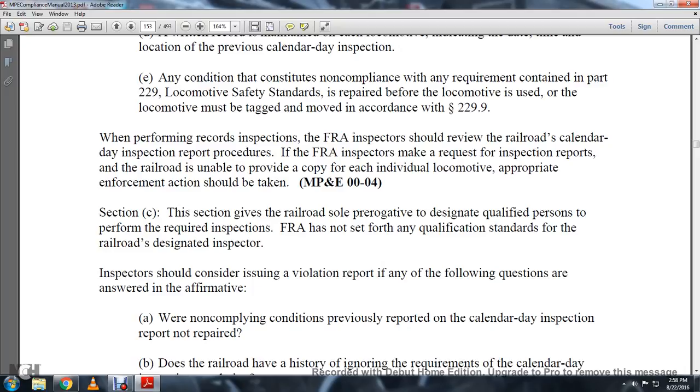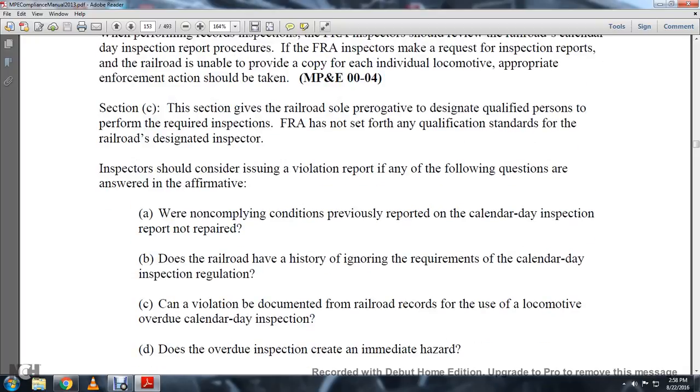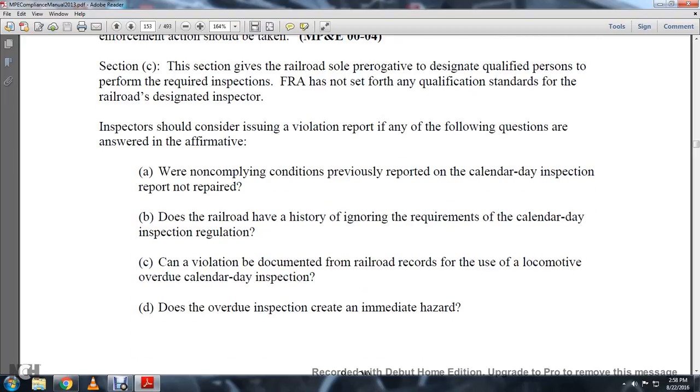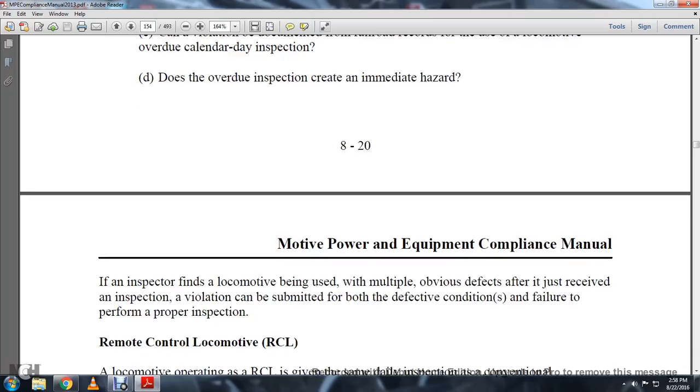An inspector should consider a violation of the report if the following questions are answered in the affirmative. A. Were non-compliant conditions previously reported on the calendar day inspection report not repaired? B. Does the railroad have a history of ignoring requirements of the calendar day inspection regulation? C. Can a violation of the documentation of the railroad records for the use of the locomotive be cited for an overdue calendar inspection? Does the overdue inspection create an imminent hazard?